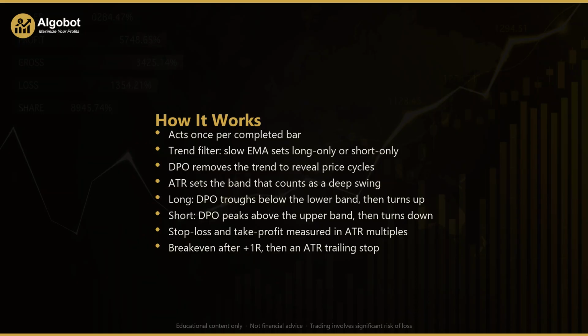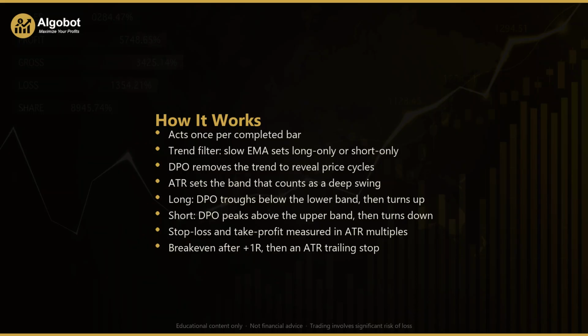Second, the Detrended Price Oscillator. The strategy calculates a simple moving average of closing prices, then shifts it backward in time by roughly half its length plus 1 bar. Subtracting that displaced average from the current close produces the DPO value. It computes this for both the current bar and the previous bar, so it can see which way the oscillation is turning.